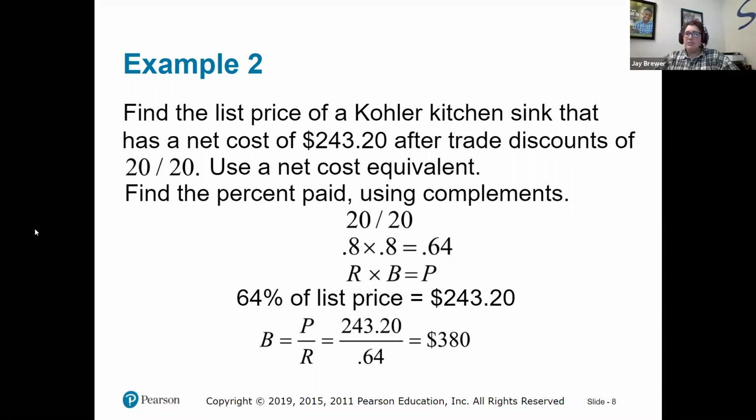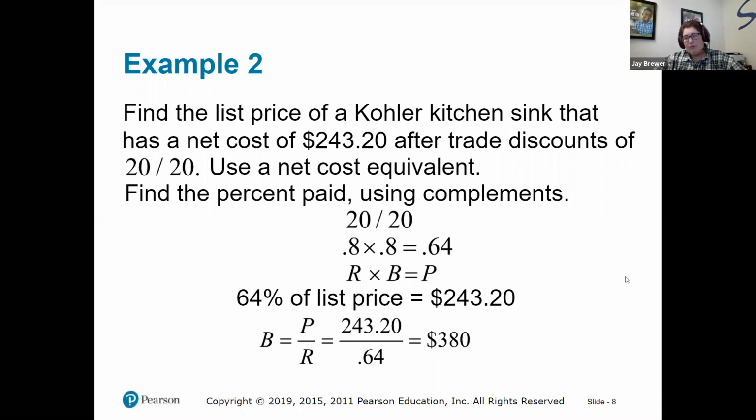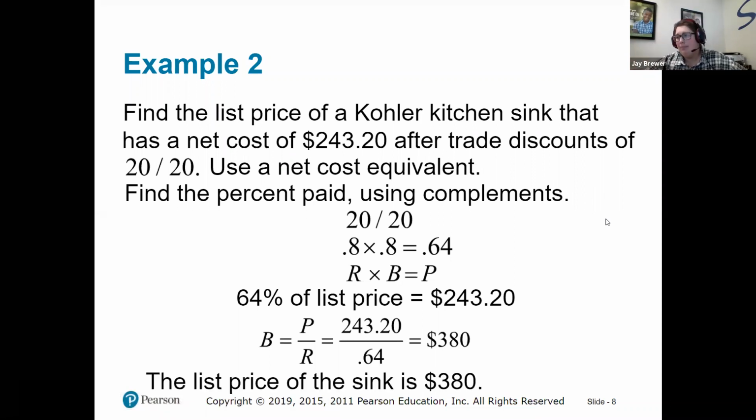So you want to use your series discount to find your rate, and then you want to take the part, which is what they gave you, and divide it by the rate. Now, they could ask you to find it the opposite way. They could give you the base and you have to find the rate, and then you have to use the base and the rate to find the part. So don't get stuck in that mindset that they're only going to give you the part.